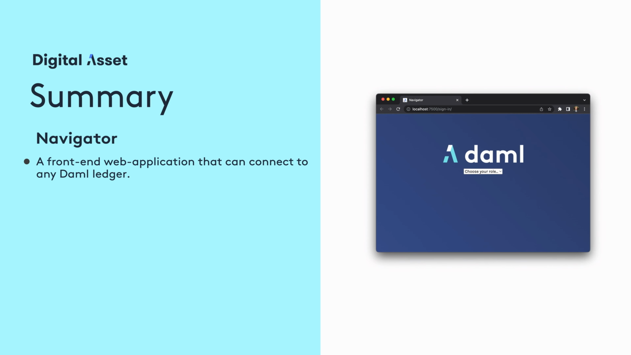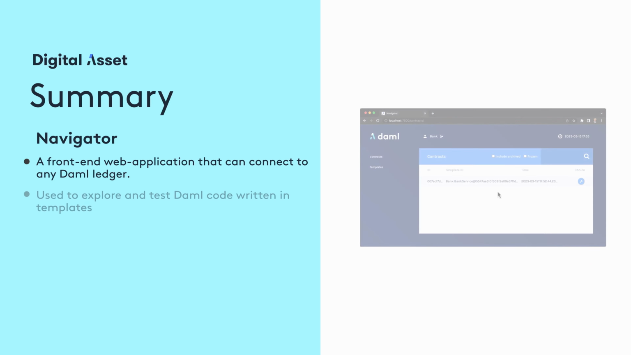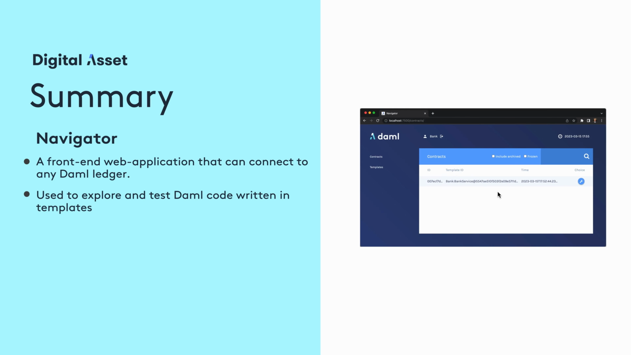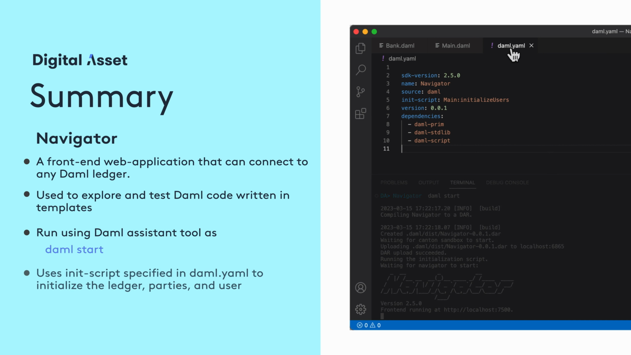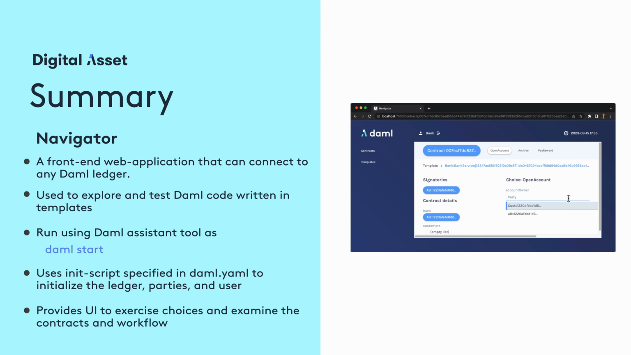Navigator is a front-end web application that comes bundled with the SDK. It can then connect to a Daml ledger and helps in exploring and testing Daml code. You can run it using the Daml Assistant tool as Daml Start. Before using Navigator, you'll want to create the initialization script to perform initial setup activities on the ledger, such as allocating parties, creating users, and initial sets of contracts. Once Navigator is up and running, we can use its UI to log in as different users, exercise choices available to those users, and examine the contracts and workflow.